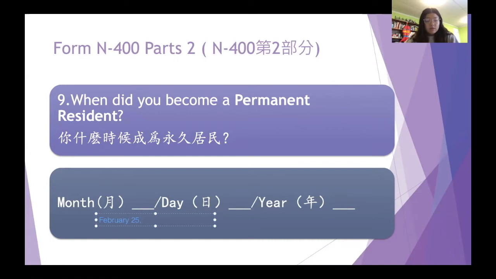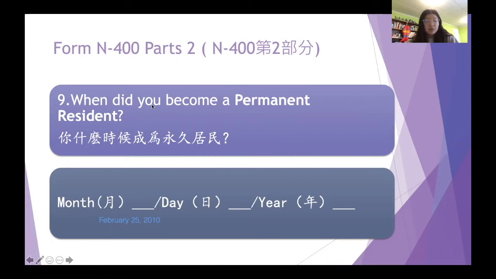25th, 2010. 月日年，2010 是 2010 年，February 是二月份，25 是 25 号。好，我们再读一遍。When did you become a permanent resident?